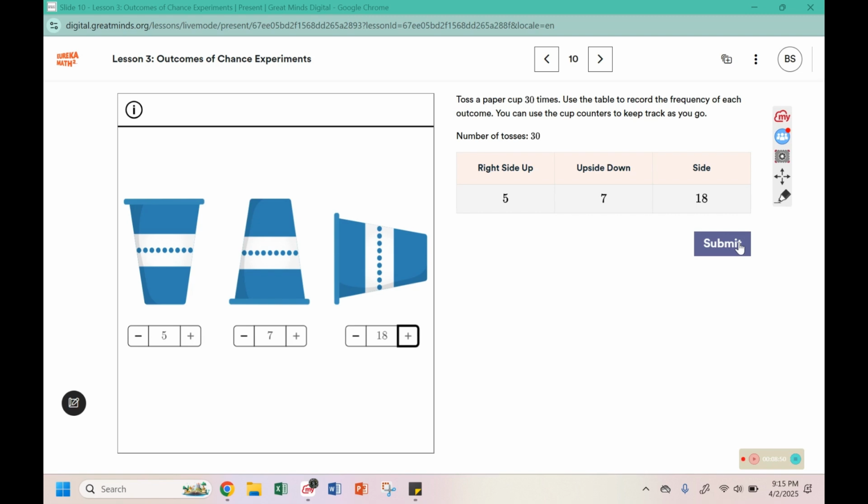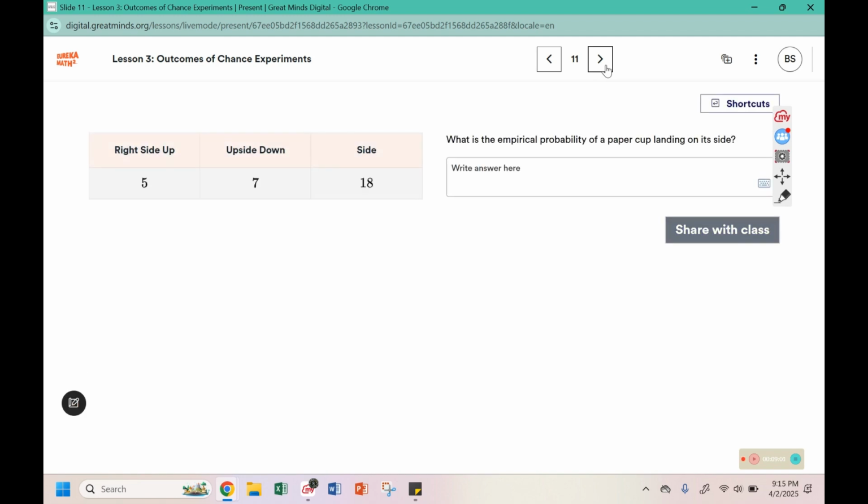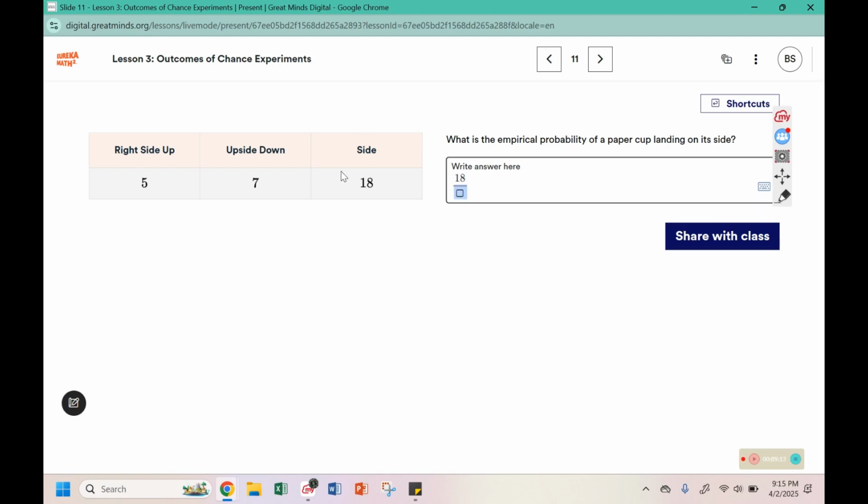Here are my results from my experiment. You can see that the total number of tosses added up to 30. What is the empirical probability of a paper cup landing on its side? So we're taking the side number, which in mine is 18, and dividing it by the total number of times we completed this experiment, which would be 30.